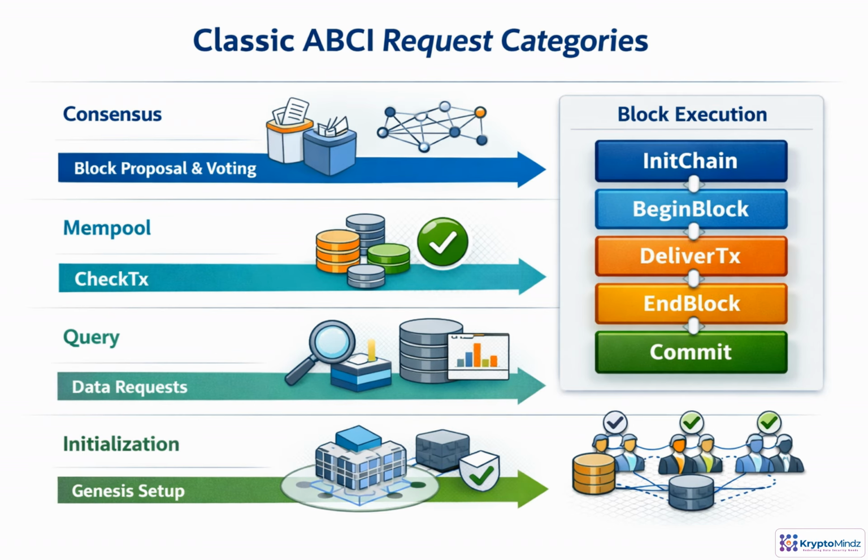Classic ABCI organizes communication by purpose. The consensus path is the critical path. It executes blocks and produces committed application state. It begins with InitChain at Genesis, then moves through BeginBlock, DeliverTx for each transaction, EndBlock, and commit. The mempool path is separate. CheckTx screens transactions before they are proposed. Query calls read application data without driving consensus. Together, these paths keep execution, admission, and reads distinct.